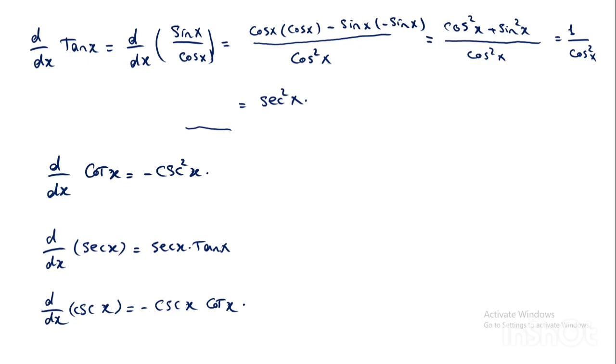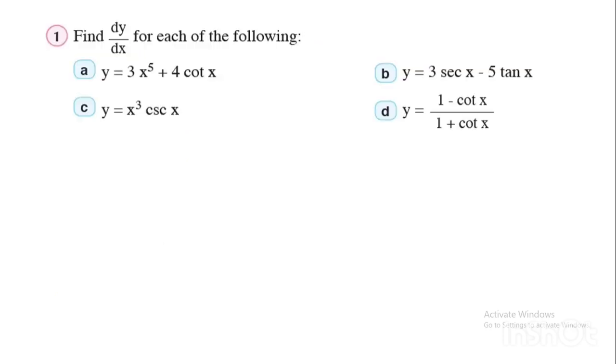Now we will proceed to a final exercise, a very important one, in which we are asked to find the derivative dy by dx for each of the following four expressions a, b, c, d. A, we have y equals 3x to the power 5 plus 4 cotan x.